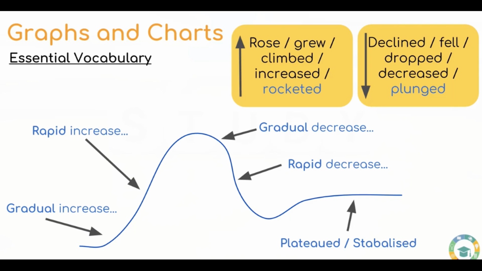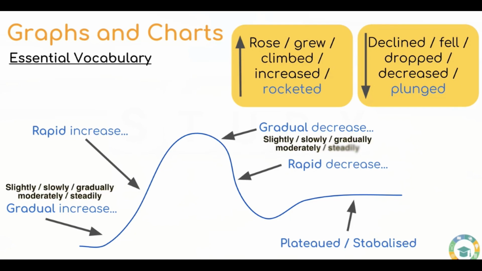We use adverbs to show how quickly the change happened. For gradual, you could use these adverbs. Let's see a few examples.